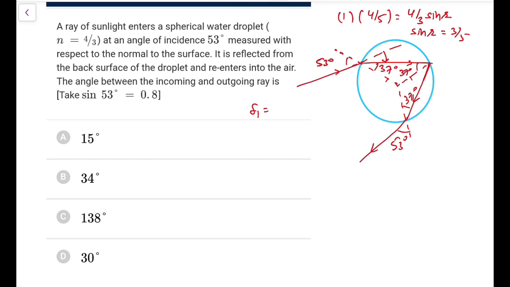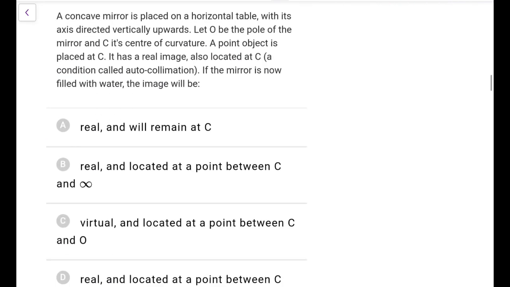How much is the deviation? 53 minus 37, that is 16 degrees, if I am not wrong. Yes, 16 degrees clockwise. Here it is again turned clockwise, and because it is reflected it would be 180 minus 37 into 2, that is 74, so it is 106 degrees clockwise, and again it is deviated 16 degrees clockwise. So what would be the total deviation? 16 plus 16, 32, 32 plus 106, that is 138 degrees. That's the question and the answer for you.